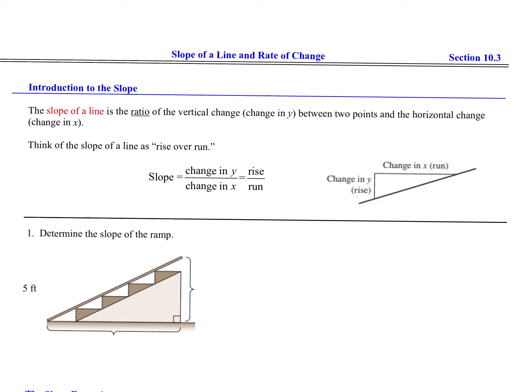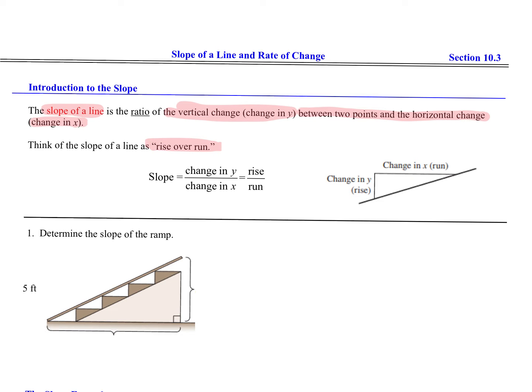Hello, welcome back. This video covers section 10.3, which is slope of a line and rate of change. Introduction to the slope. The slope of a line is the ratio of vertical change, which would be in y, between 2 points and the horizontal change in x. Think of slope of a line as rise over run.